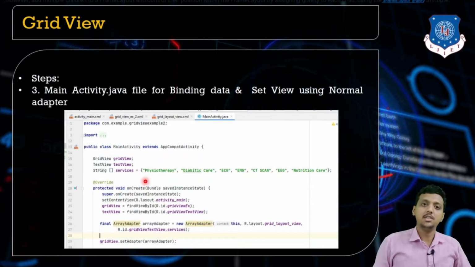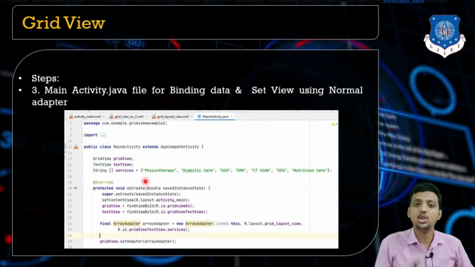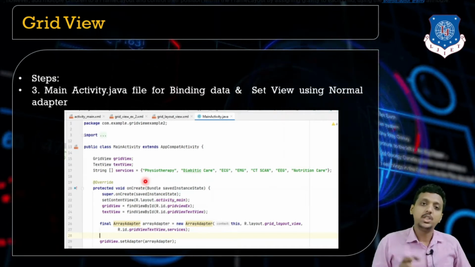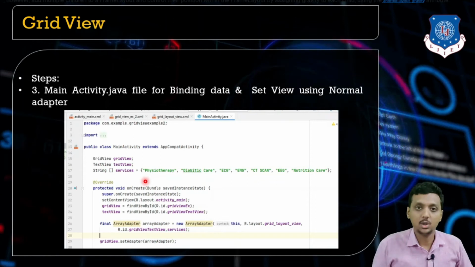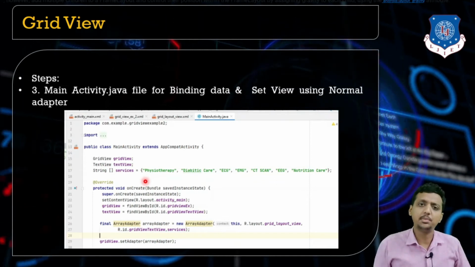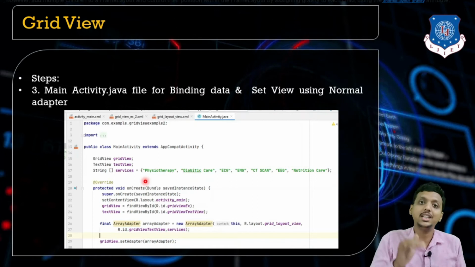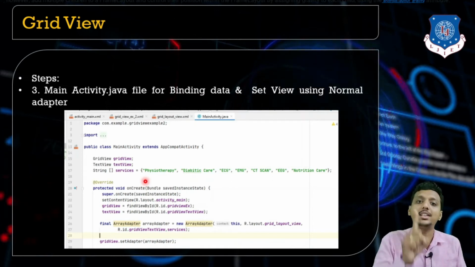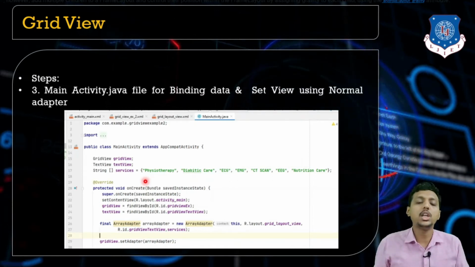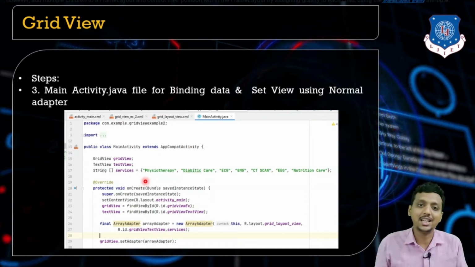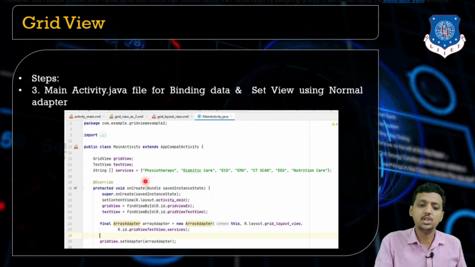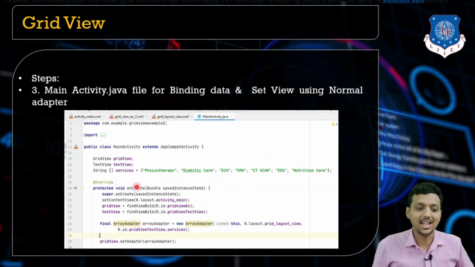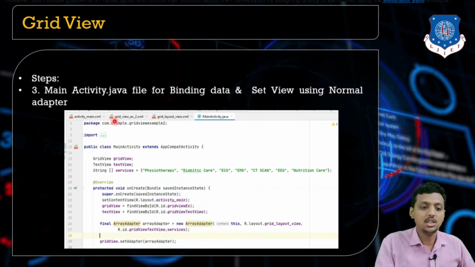Okay, so now it's time to start with the MainActivity.java file, where we are going to bind the data inside the view using the normal adapter. Sir, why is it the normal adapter over here? Students, because in the grid view we have only one text. So usually if you want to show the data of an array in only one view component, then we should go with the normal adapter class.